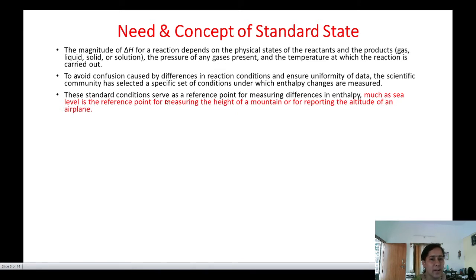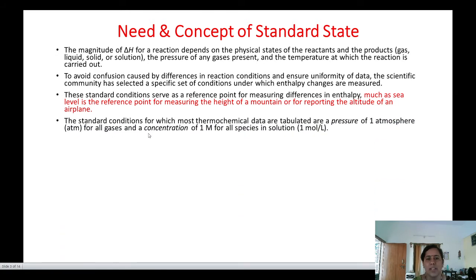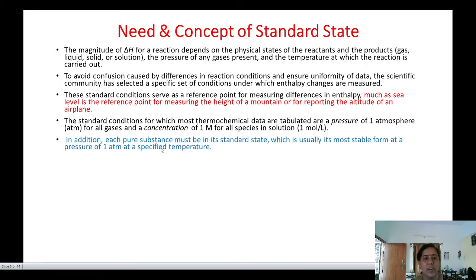Now, which are the specific set of conditions? These standard conditions serve as a reference point for measuring differences in enthalpies, much as sea level is the reference point for measuring the height of a mountain or for reporting the altitude of an aeroplane. The standard conditions under which most thermochemical data are tabulated are: pressure is kept at 1 atmosphere for all gases, and concentration is 1 mole per liter for all solutions. This is the standard condition of a state.